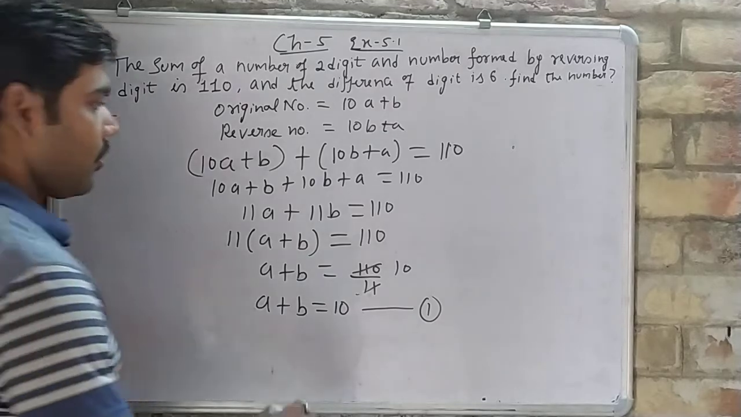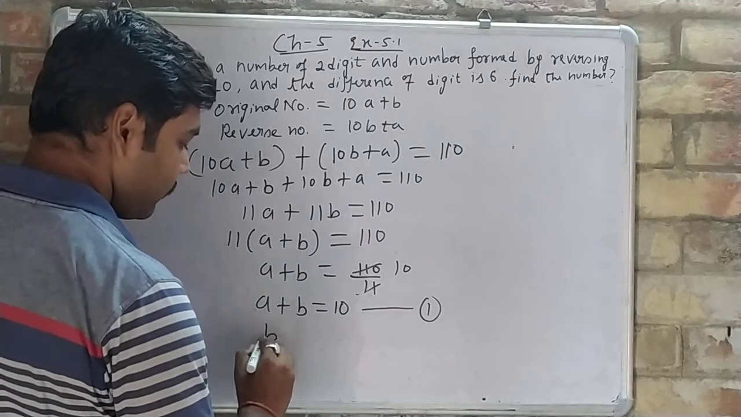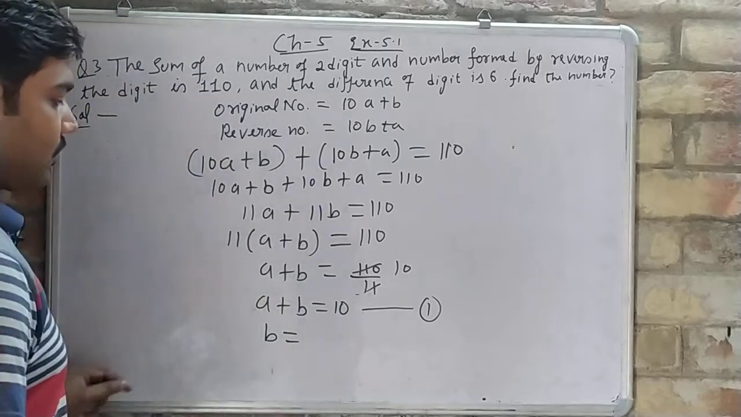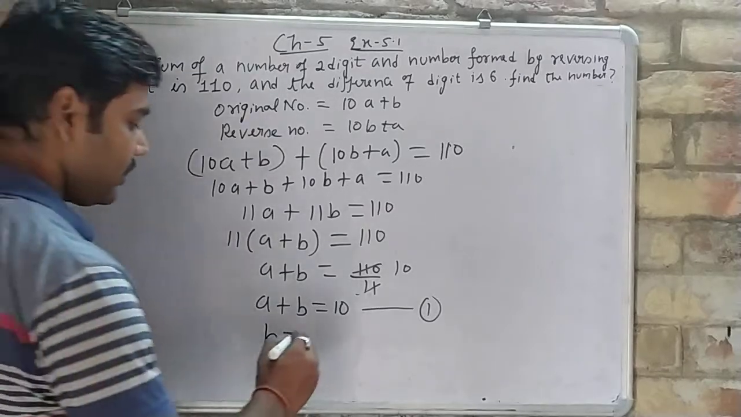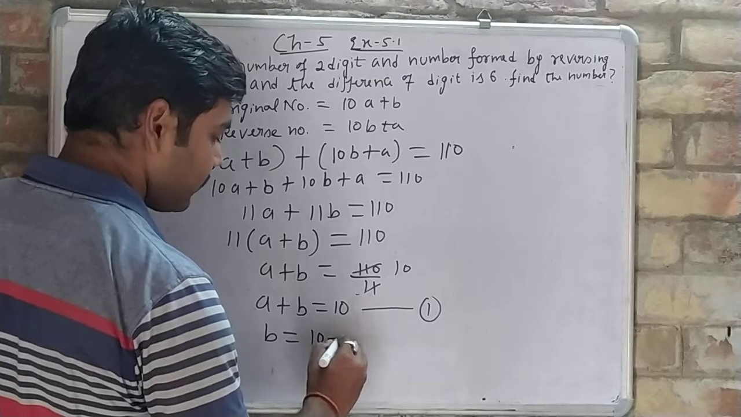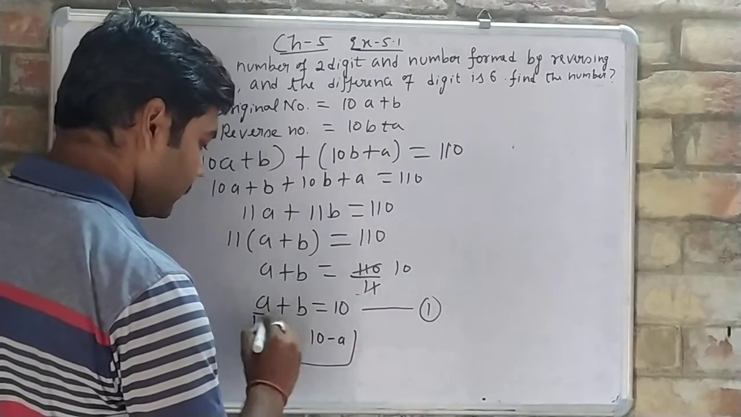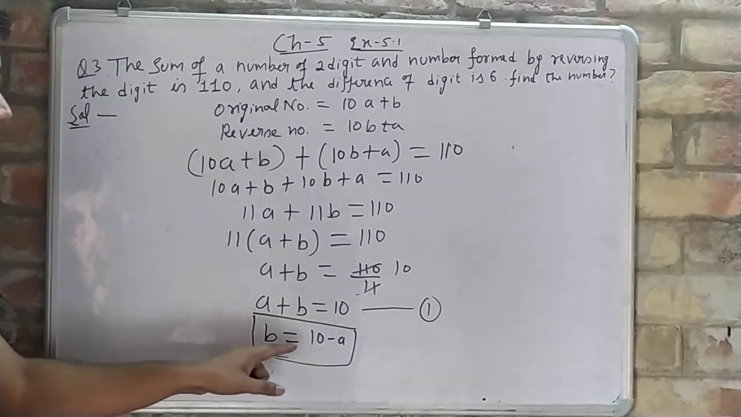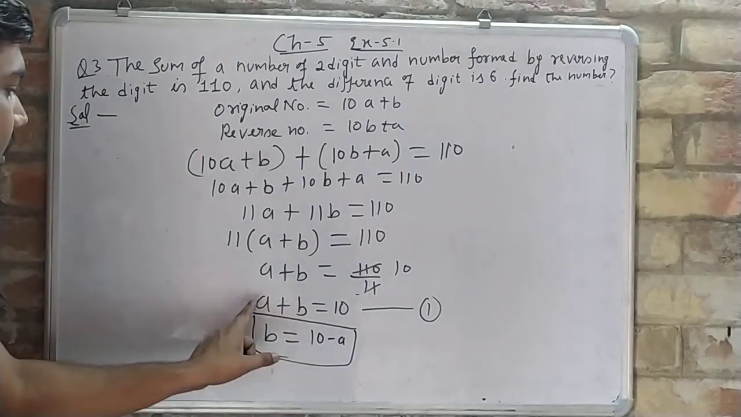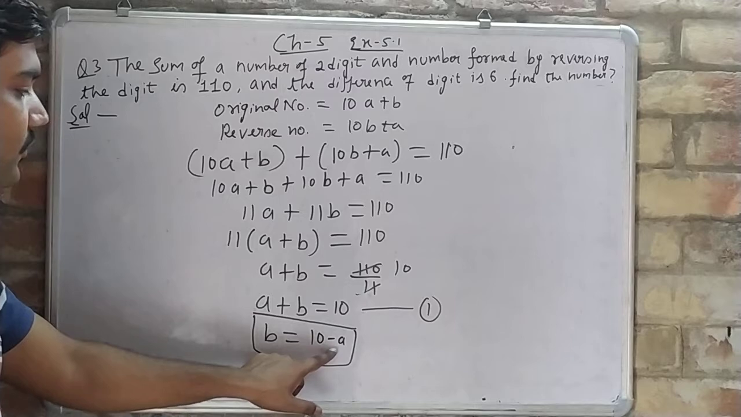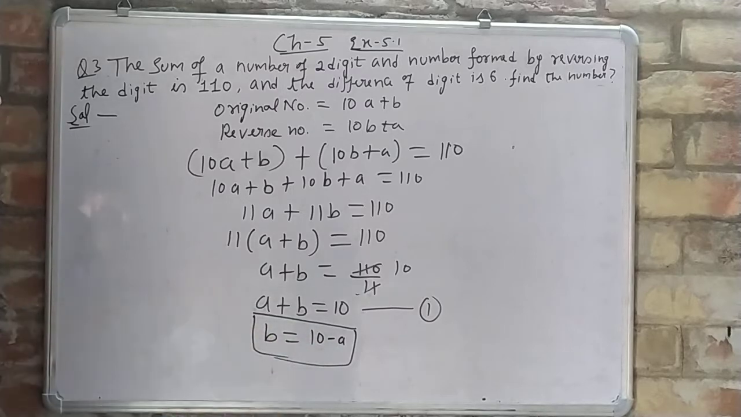Now what we will do is take out the value of b. So the value of b will be 10 minus a. The value of b is 10 minus a from here. a will go to the other side and will be subtracted. So the value of b is 10 minus a.